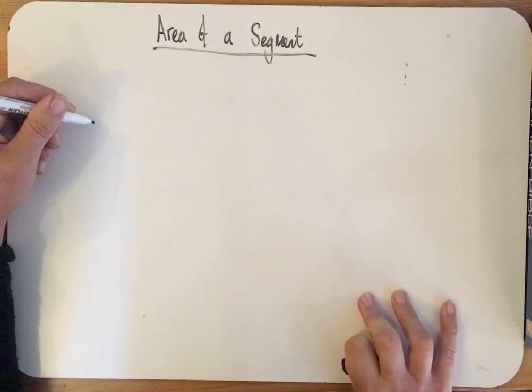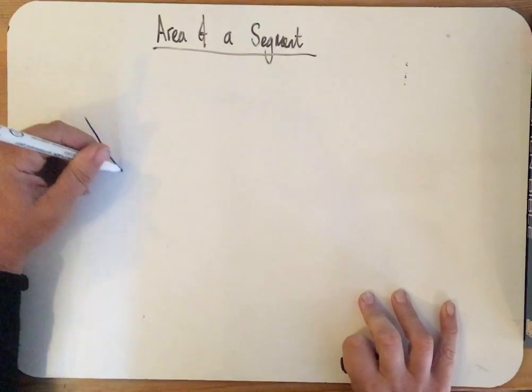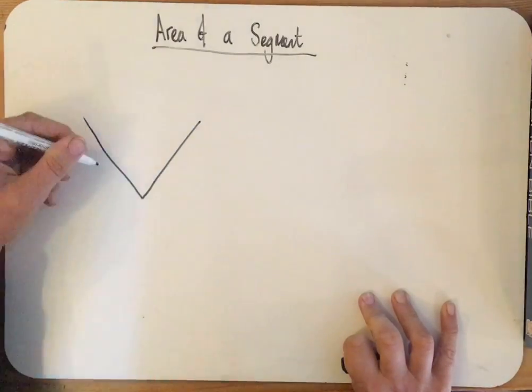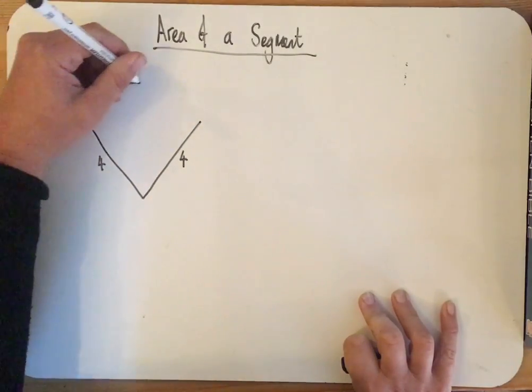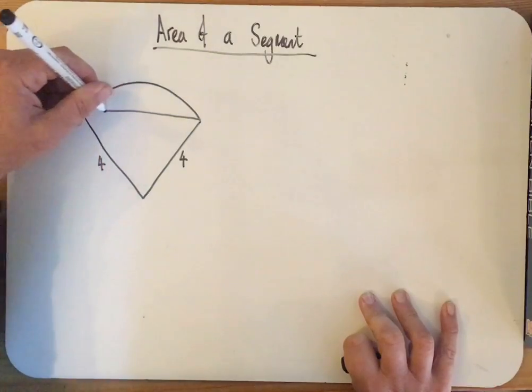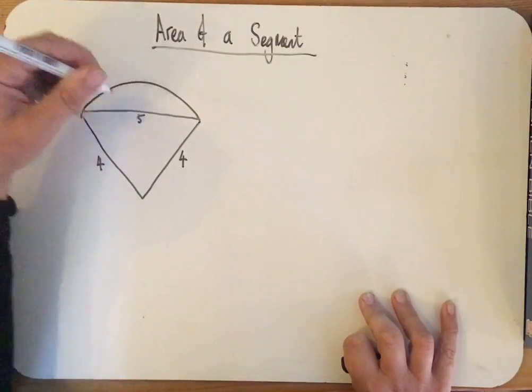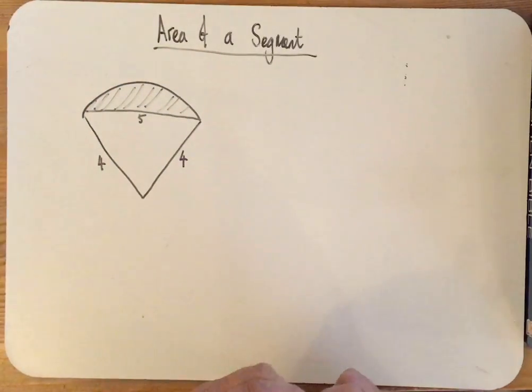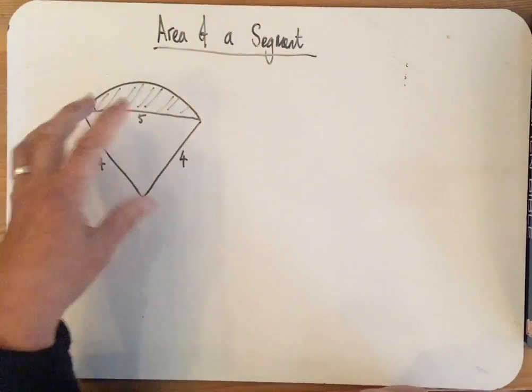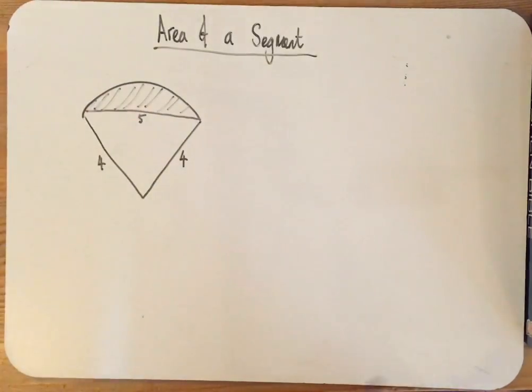So if you have, for instance, a sector, and this is length 4, and then this length here is 5, and that is a segment of a circle. So you should have all your terminology okay now. So you've got a chord going straight across, a sector, a segment. It looks like a segment, doesn't it? And we can find the area of the shaded segment.